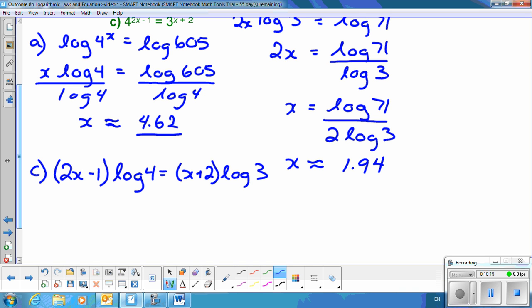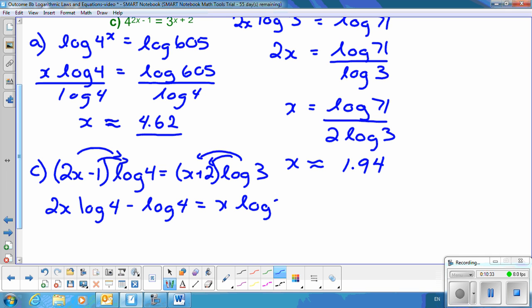I need to separate the 2x from the 1, so I'm actually going to distribute this in, and I end up with 2x log 4 minus log 4. I'm going to do the same thing on the right-hand side, so distributing this in, I end up with x log 3 plus 2 log 3.